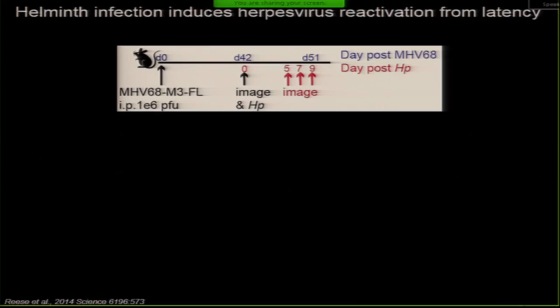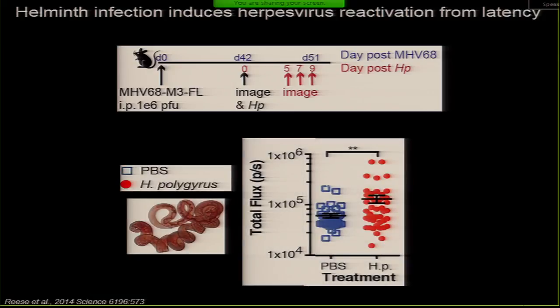So very simple experiment. If you take a mouse and you infect with a virus which is an indicator virus, when it emerges from latency, it makes the mouse light up because it expresses luciferase. And then you can just image, then when we give the worm, we can ask, did the worm reactivate the virus in the animal? Okay? And that's what happens. If you give the worm and you measure light coming from the animal, which is reflective of the reactivation, the worm reactivated the virus.